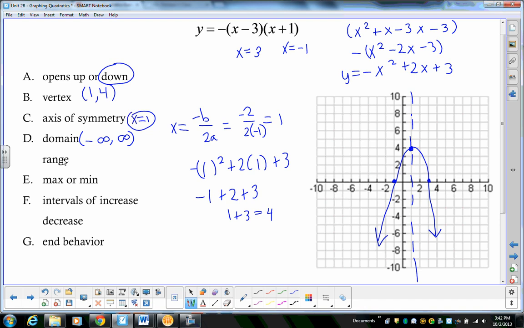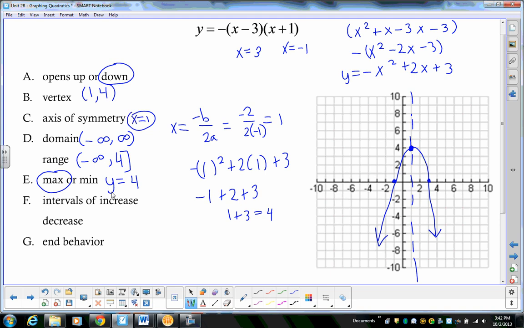Okay, so let's skip range for one moment and go to maximum or minimum. So hopefully you can see that it has a maximum value. So when I look here, the highest value is right here at this vertex, and I can see that it's y equals 4. So the highest value is y equals 4, and I always give a max or min in terms of y. So from the max or min, I can actually get the range. So I can see that my range, the highest value possible is 4. So my range goes from -infinity up to 4.